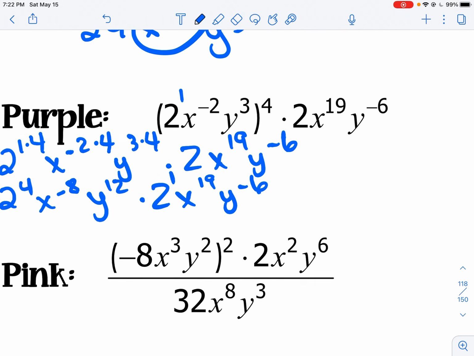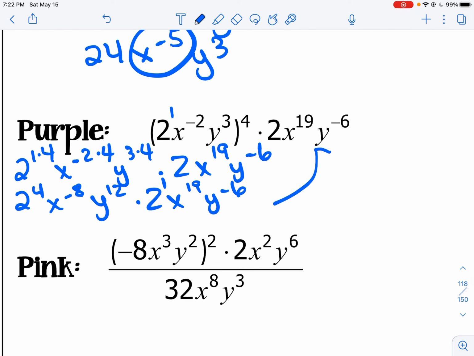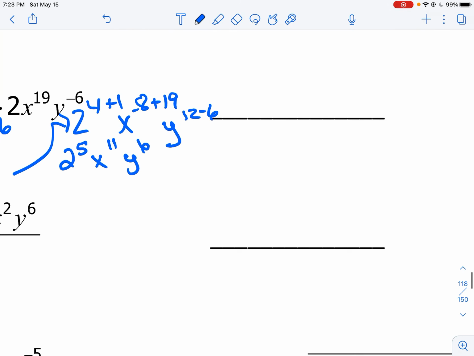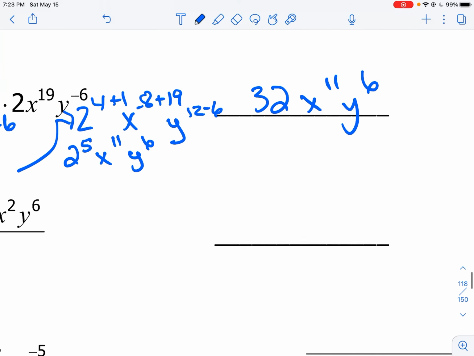This is to the first power. So 2 to the 4 plus 1, x to the negative 8 plus 19, and y to the 12 minus 6. So I have 2 to the 5th power, x to the 11th power, y to the 6th power. 2 to the 5th power is 32, and voila.